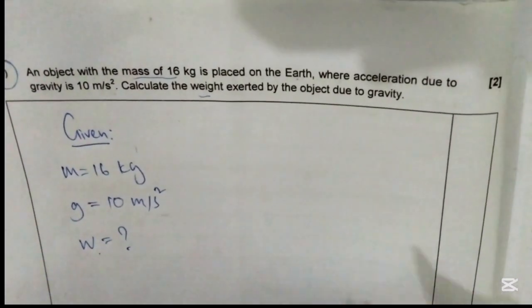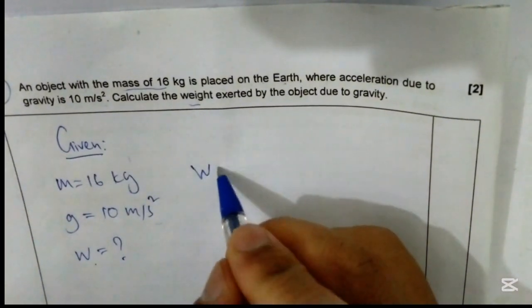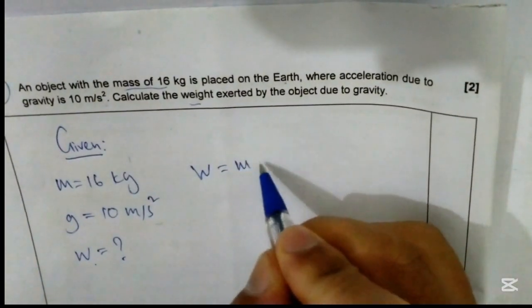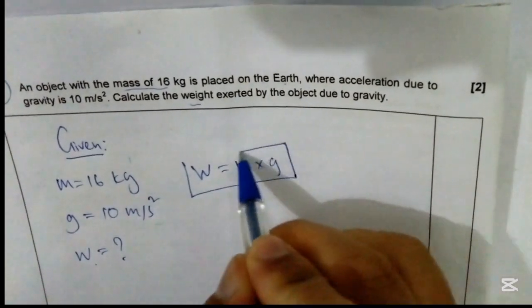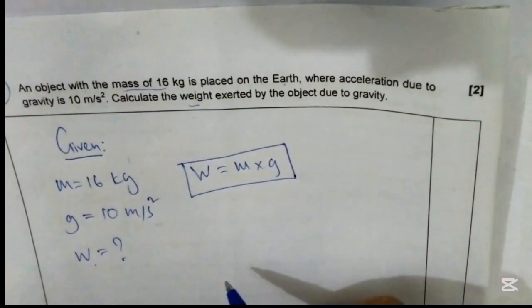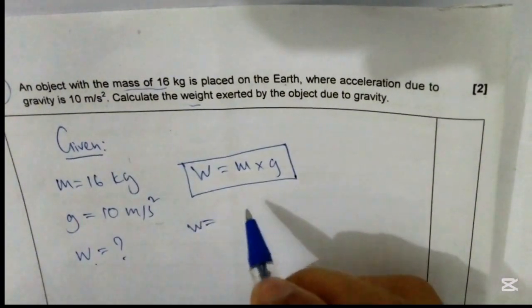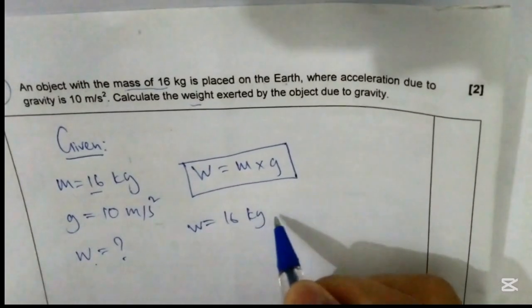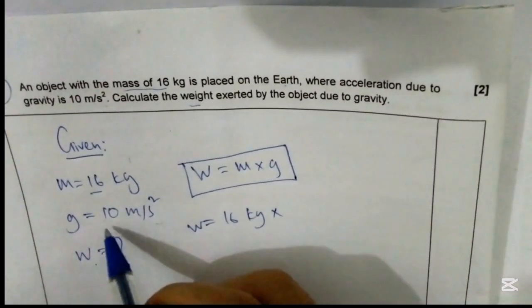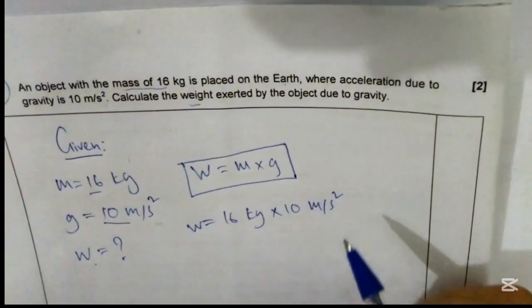So what is the formula to calculate the weight? Weight is equal to mass times acceleration due to gravity. This is the formula to calculate weight. So weight is equal to, what is the mass? 16 kg times, what is acceleration due to gravity? 10 meter per second square.